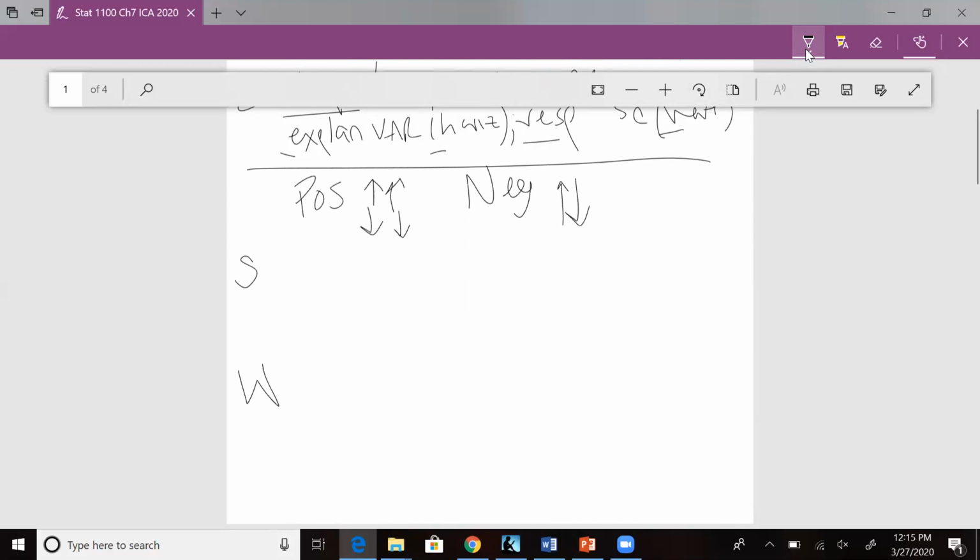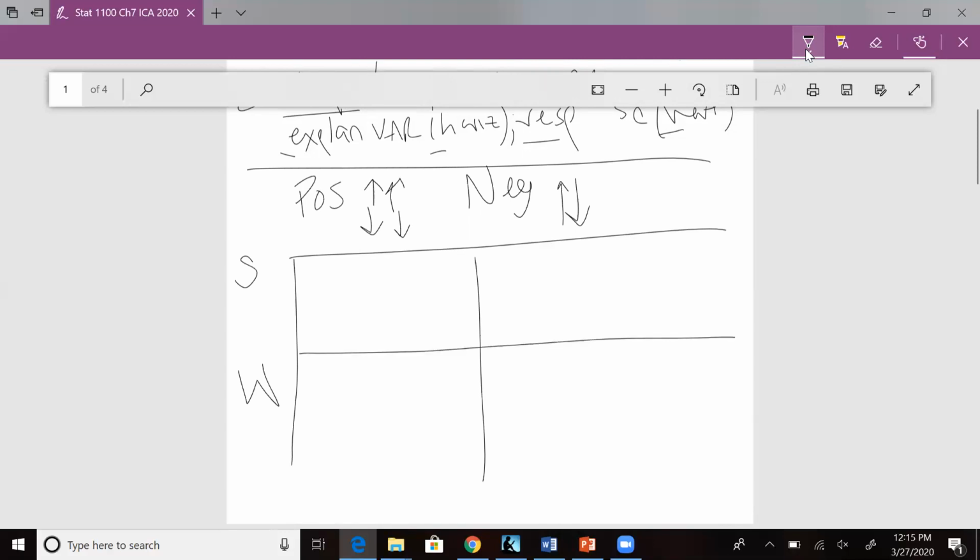So if we're looking at, to sketch this for a strong positive, I'll set this up this way. For a strong positive, we're looking at a correlation coefficient roughly between 0.7 and 1. So notice that our correlation coefficient, R, will always be between -1 and 1.